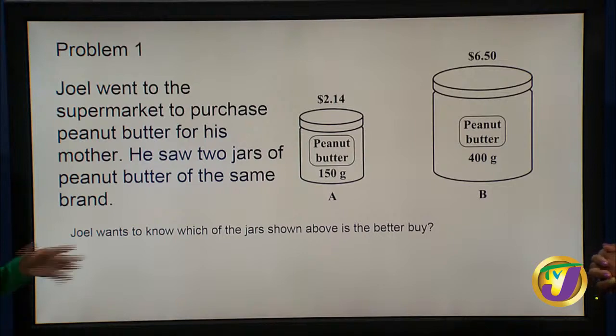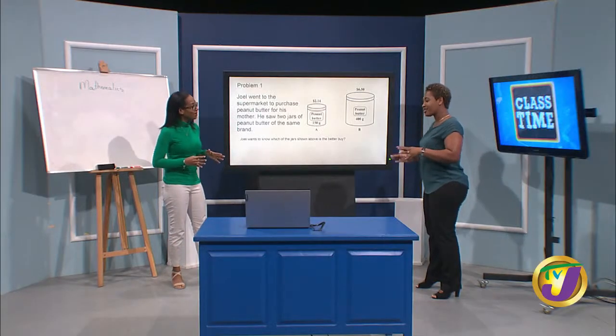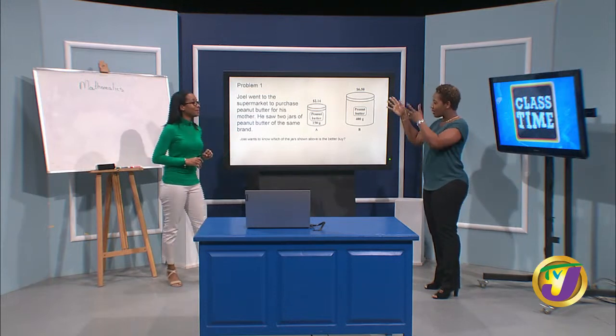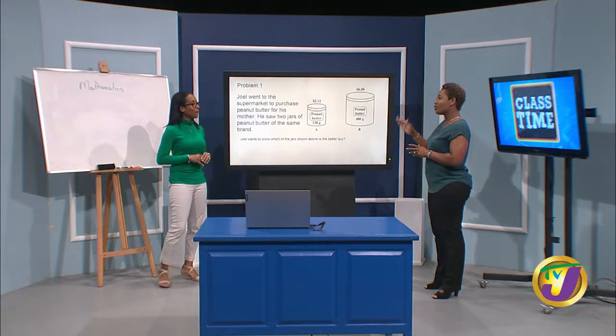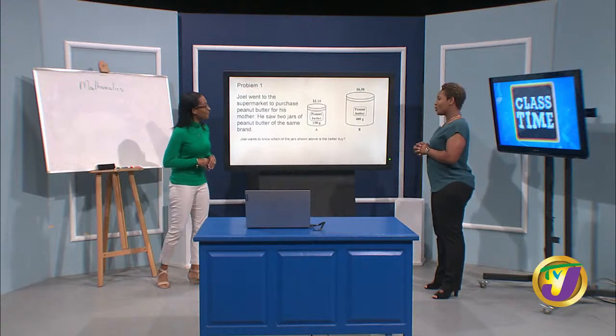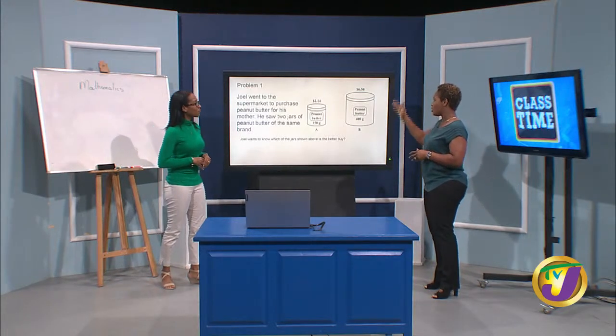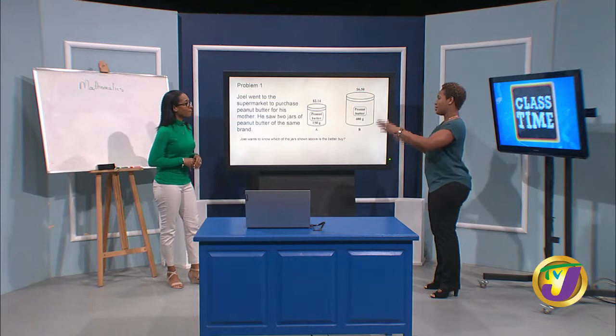You're thinking, you're getting somewhere. You need to understand how much, 150 to 2. You can do a little ratio thing, 150 to $2.14 and 400 to $6.50, and see where I'm going with that.